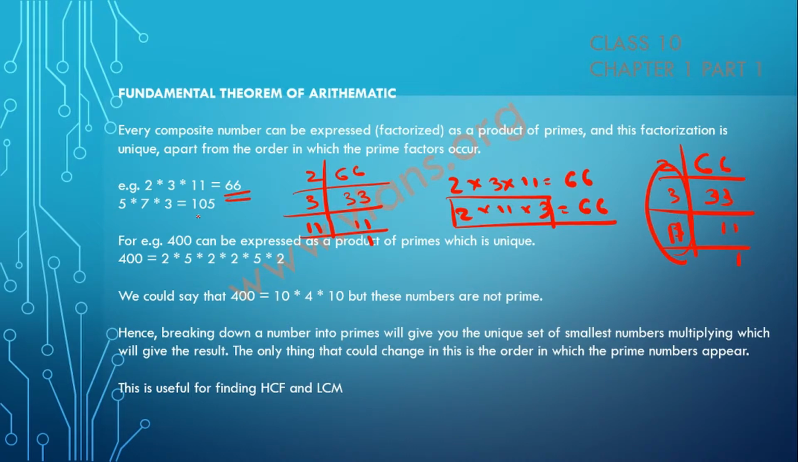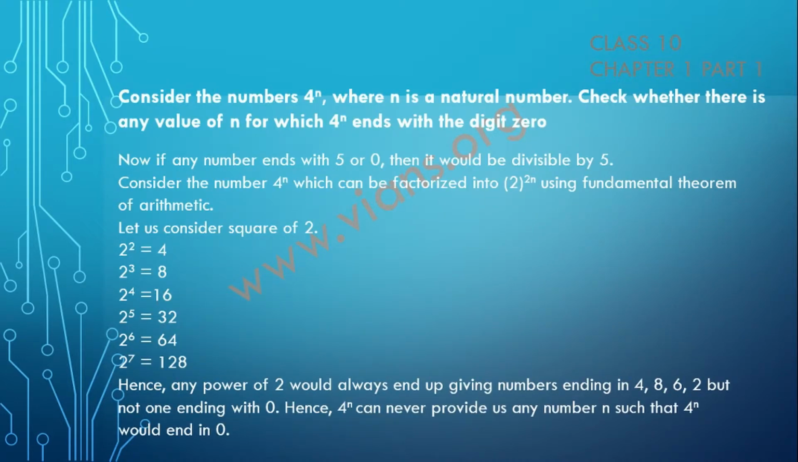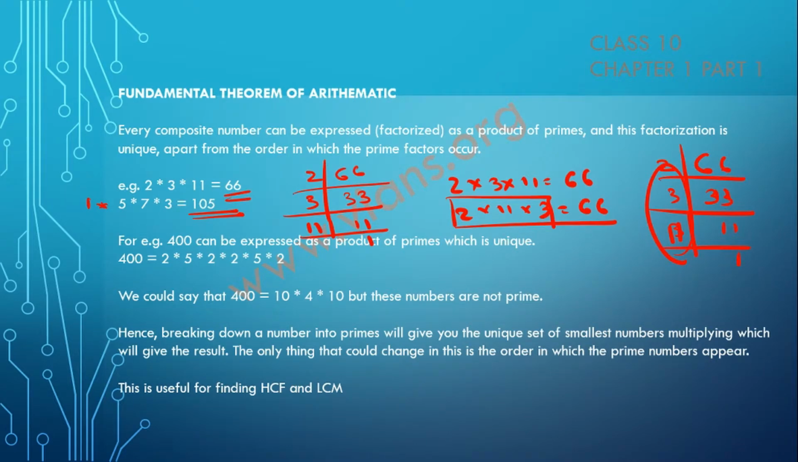That's the same true with 105 over here. You see it can be explained as 5 into 7 into 3, and that's true. However much you break it down, you could maybe write a 1 in front of it, but that's about it. You can't do anything else with it. So this is true of any number.